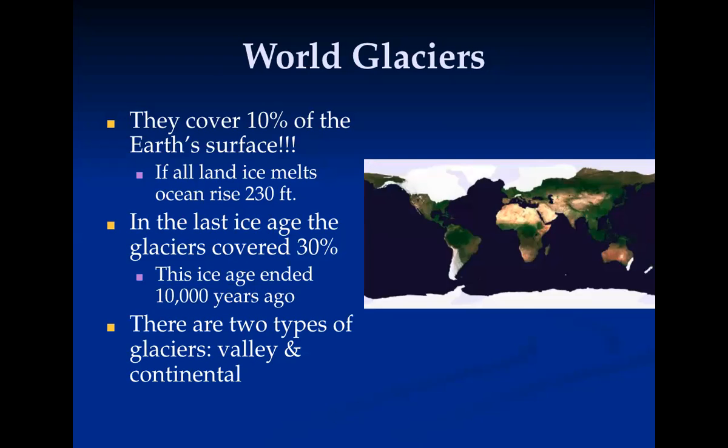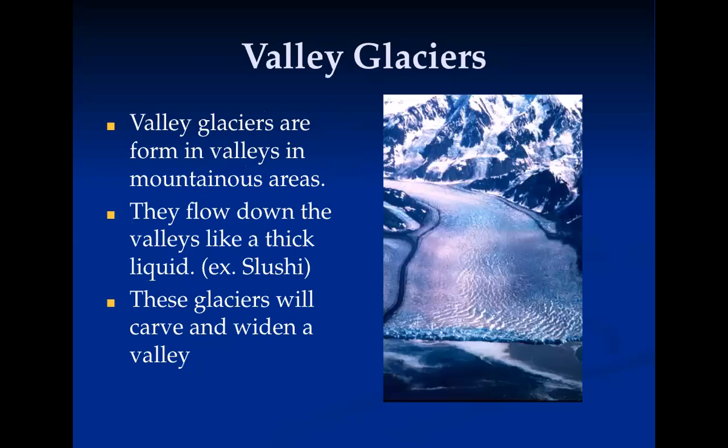So world glaciers. They cover 10% of the Earth's surface. So if all land ice melts, ocean will rise about 230 feet. So in the last actual ice age, the glaciers covered about 30%. So this ice age ended 10,000 years ago. Okay. There are two types, valley and continental, and we're going to talk about each of those.